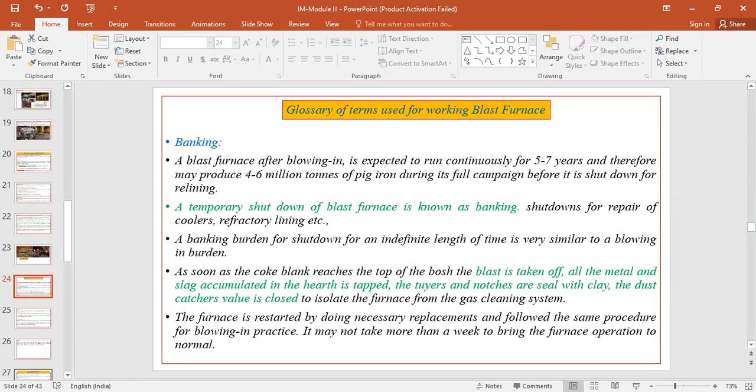Then for any reason, like if any damage occurred, or if you want to go for some relining, or some water leakage is happening, for any of these reasons, if you want to temporarily shut down the blast furnace for repairs, then that is called banking.